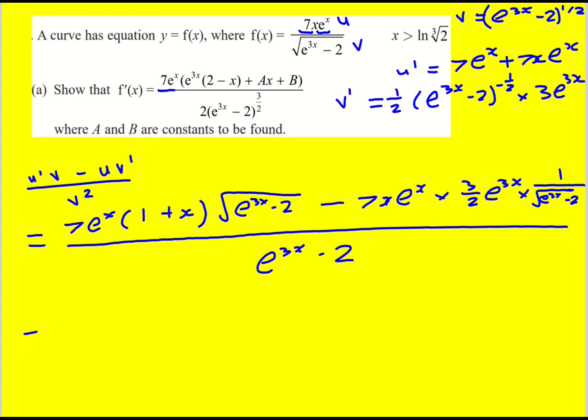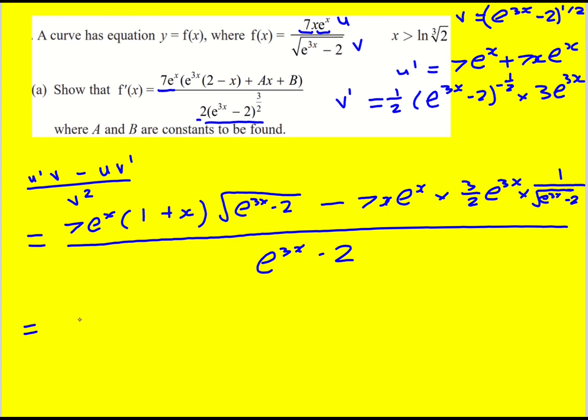It's just a bit of work now to get it in the right kind of form. Now, the first thing I'm going to do is multiply through by the square root of e to the 3x minus 2, because I can see in my final answer that that's what I've got here. I'm also going to multiply top and bottom. When I say through, I mean top and bottom, not just the top. And then I'm also going to times top and bottom by 2. I think I'll do this all in one go.